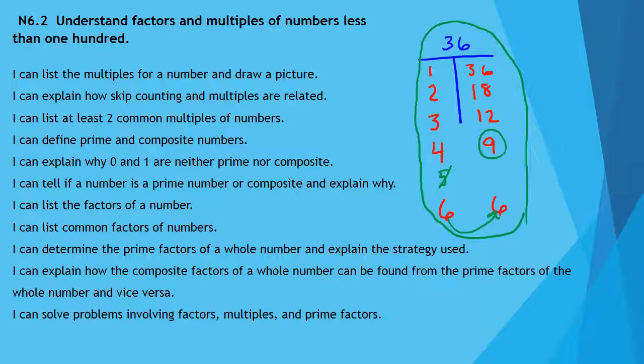Let's do another one real quick. Let's do 50. Okay, so 1 times 50, 2 times 25, 3 doesn't work, 4 doesn't work, 5 works, 5 times 10. Does 6, 7, 8, or 9 work? No, they do not. So that means you've closed the loop, and these are all the factors for 50.